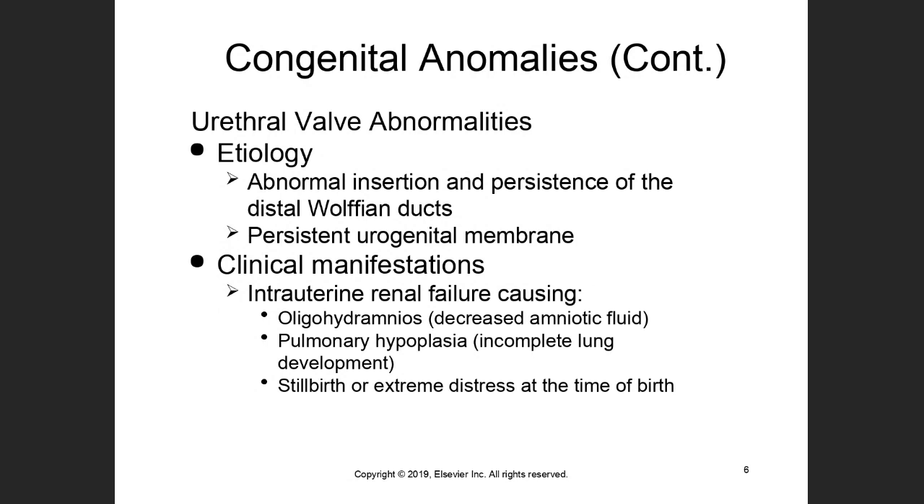Okay. Etiology: abnormal insertion and persistence of the distal Wolffian duct. Wolffian duct is one of the embryological structures from which we develop the internal organs. Okay. Persistent urogenital membrane. Clinical manifestation: intrauterine renal failure causing oligohydramnios. Oligohydramnios is one of the most common signs and symptoms that gives you an idea that the patient has a problem with the kidney.